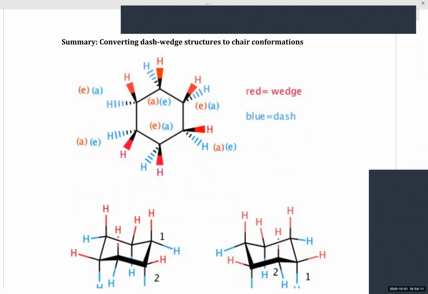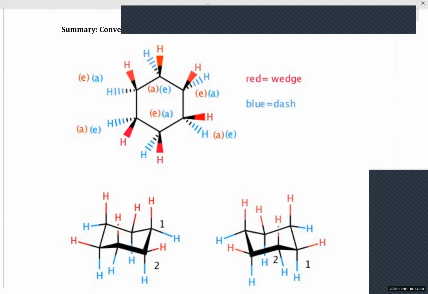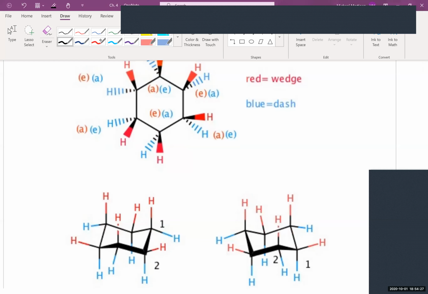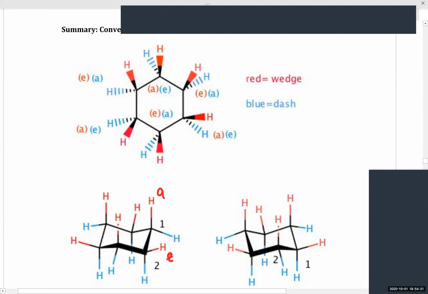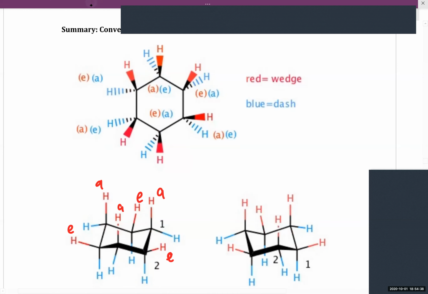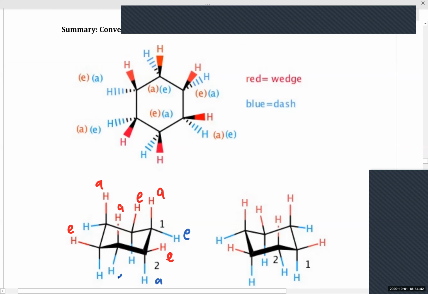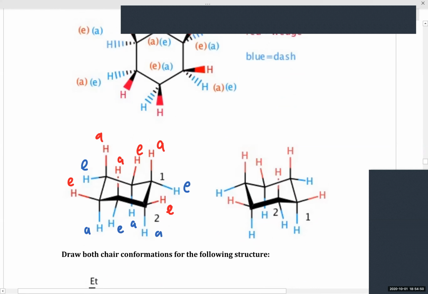So this is a nice little summary of converting dash wedge structures into chair conformations. All the hydrogens labeled in red will get a wedge. So we have alternating axial and equatorial wedge hydrogens. And for our dashed hydrogens, we have alternating equatorial and axial hydrogens. Does everyone see this alternating pattern for our dashed and wedge substituents? You don't need to be too familiar with this shortcut, but I just find that it saves time if you know where to place your dash and wedge substituents. Does this shortcut make sense to everyone?